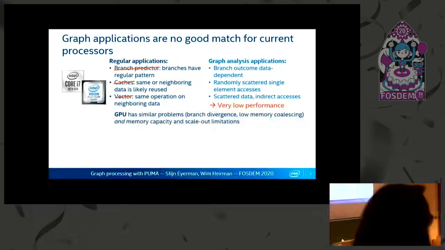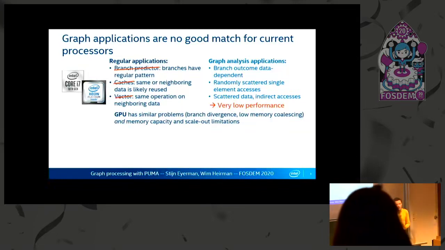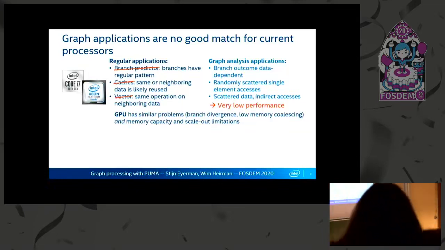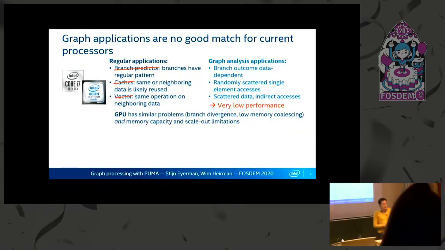Many people have proposed to use GPUs. They are actually better in general because they have higher bandwidth and more threads, but they suffer from the same problems. If branches diverge, so go in another direction, then the parallelism cannot be fully exploited. Scattered memory accesses prevent the use of memory coalescing, meaning that all of the efficient things you cannot use in GPUs either. And we also saw in previous presentations that there is a problem of memory capacity and scaling out.